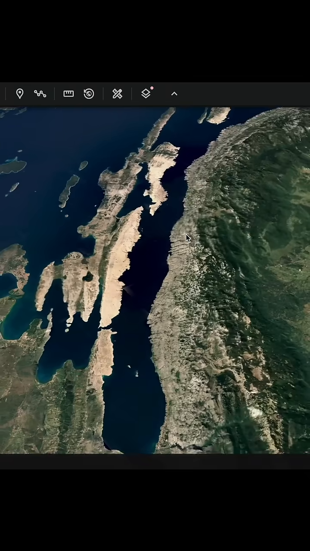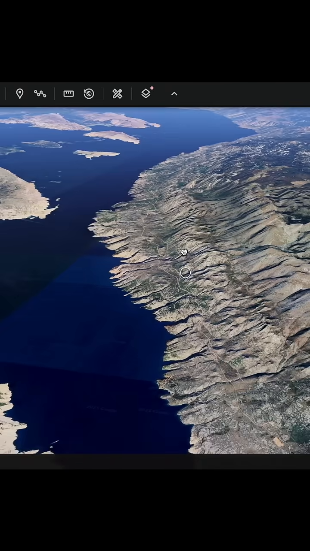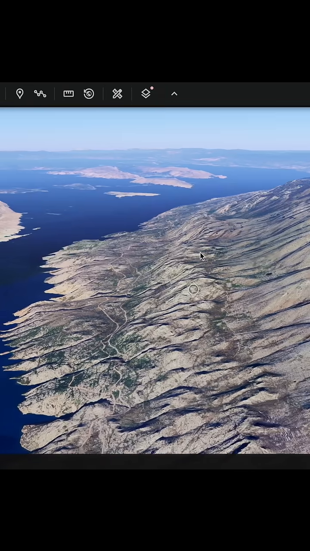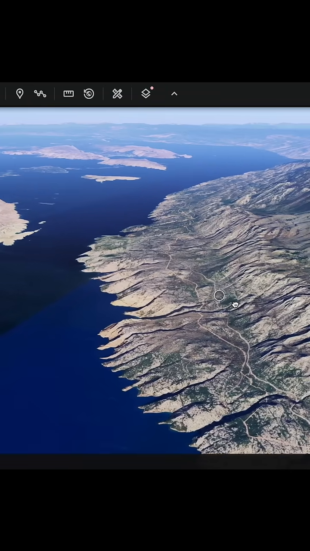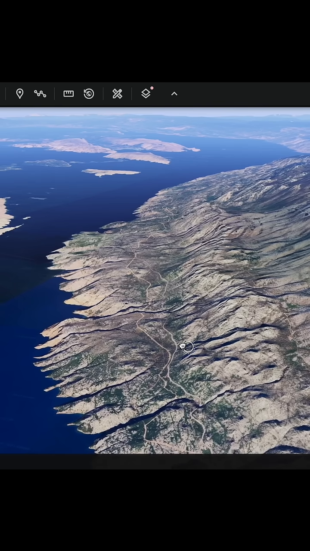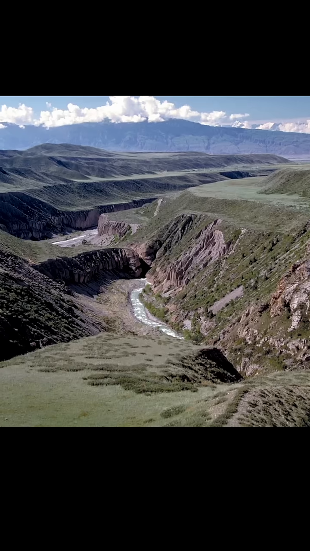Now, if we go over to this spot here in Croatia, we can find something that's actually quite remarkable. This coastline here has a cliff and terrace step sequence. So the terrace is the flatland, right? This would be a marine terrace because it's on the coast of the Adriatic Sea. And then you've got the cliff, and then you've got another terrace. Now this is exactly what rivers make.